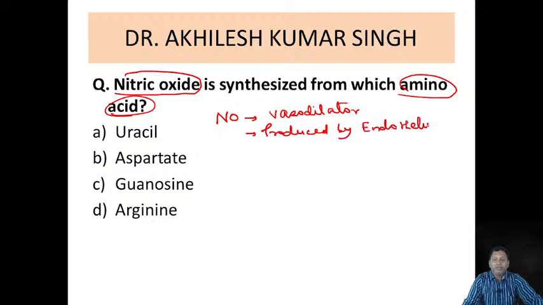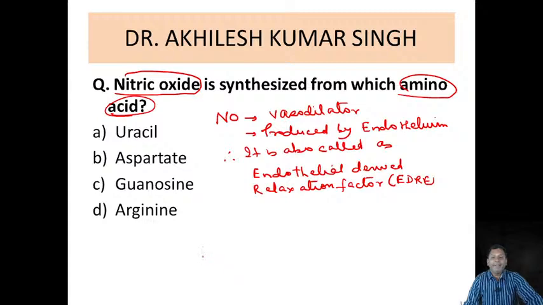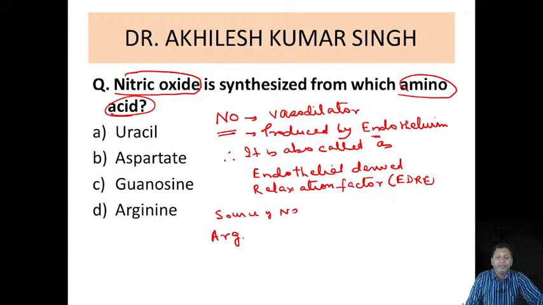Therefore it is also called endothelial derived relaxation factor, in short form EDRF. What is the source of nitric oxide in the endothelium? It is produced from the amino acid arginine.